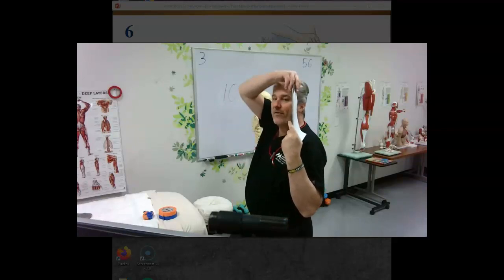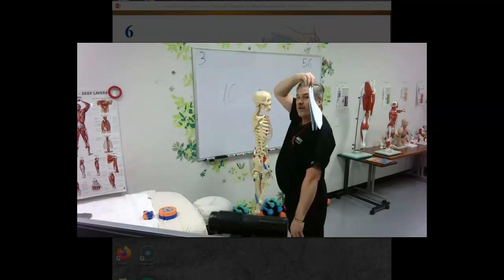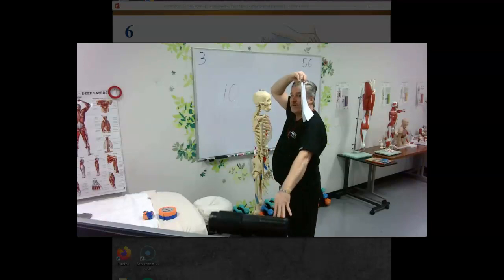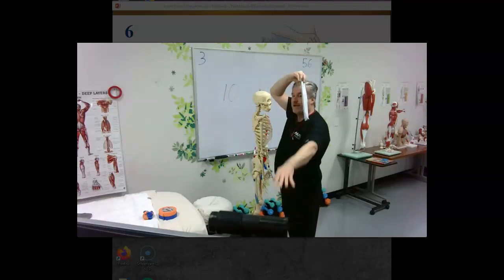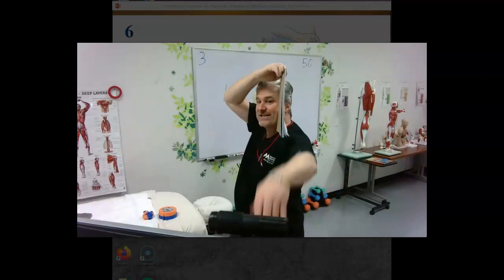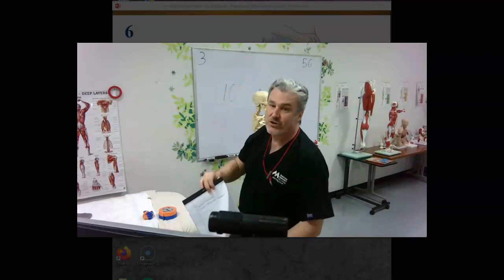And think about this. This gets kind of confusing, but it makes perfect sense when you think about it. All abductions and adductions occur in the frontal plane. I stay in this plane the entire time I'm doing an abduction and adduction. So flexions and extensions happen in the sagittal plane. Abductions and adductions happen in the frontal plane.